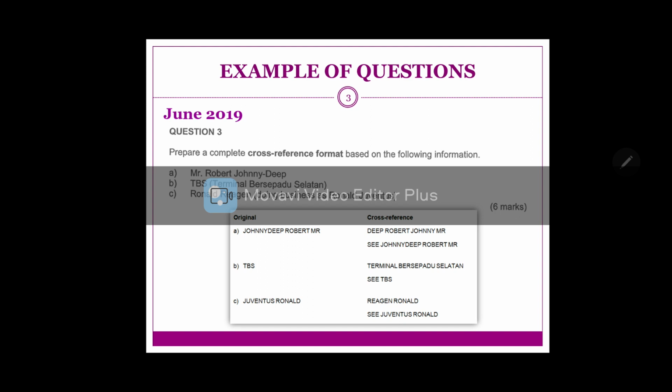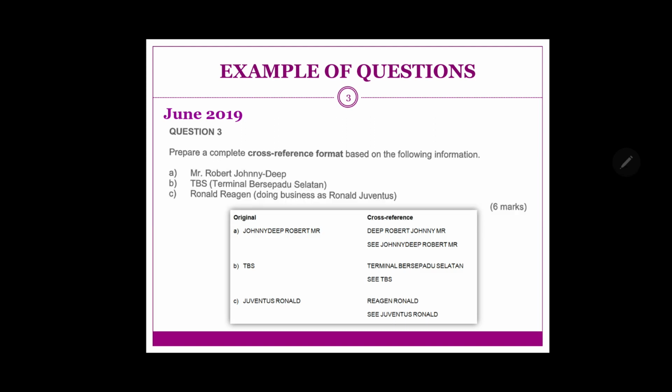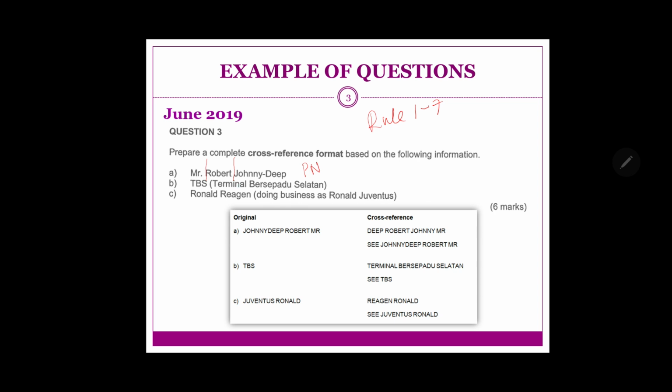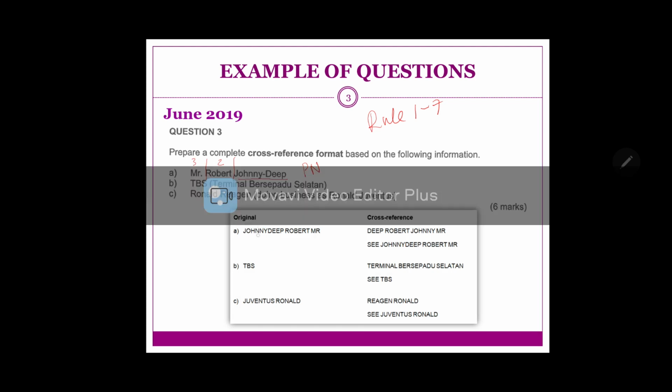Robert Johnny Depp. As you learned previously, from rule number 1 until rule number 7, you need to determine that this is a personal name. So how do you do the indexing for a personal name here? You will divide it from the filing segment into filing units. The last name will be the key unit, and this is unit number 2, this is unit number 3. That's why you will write down in all capital letters DEPP, Johnny, and then Robert, Mr.